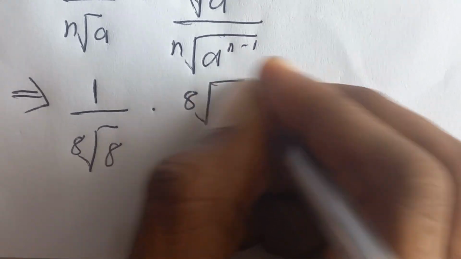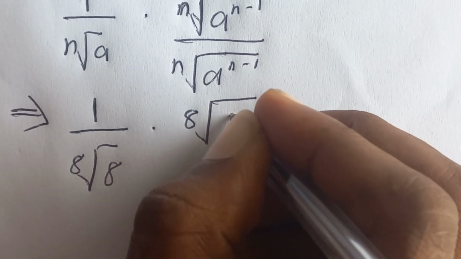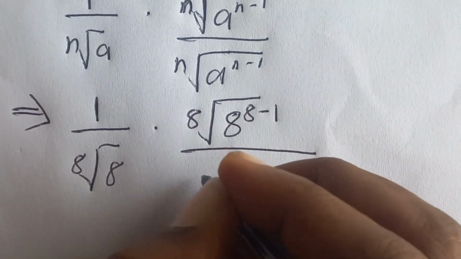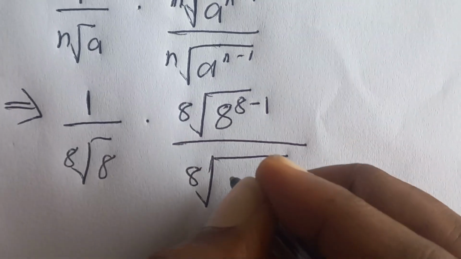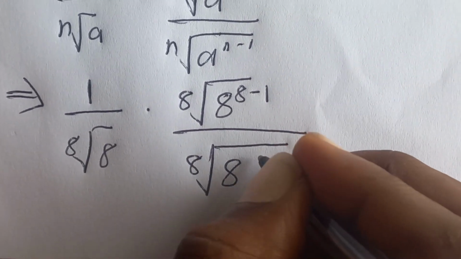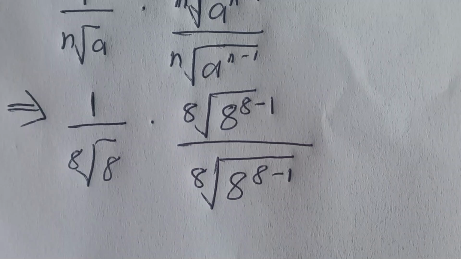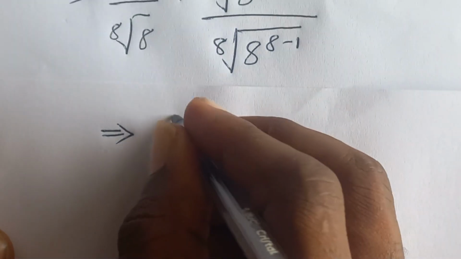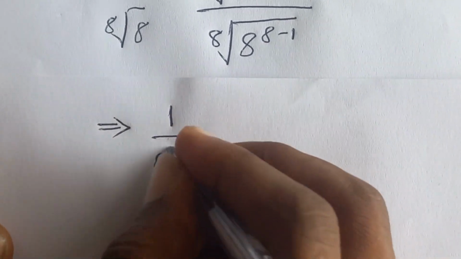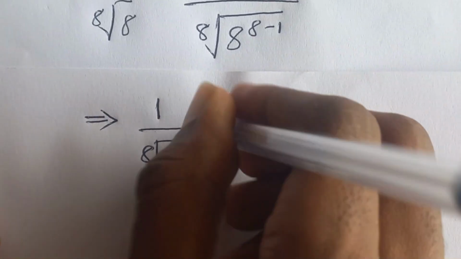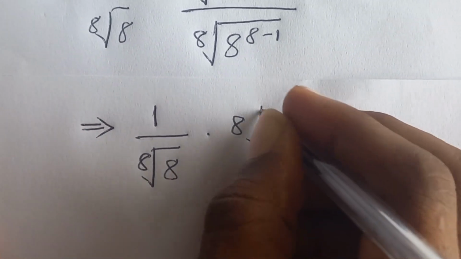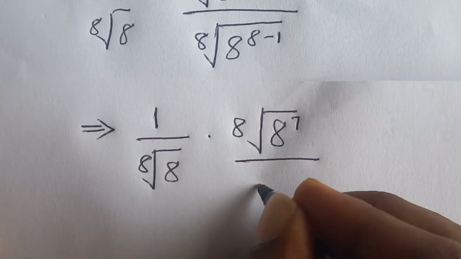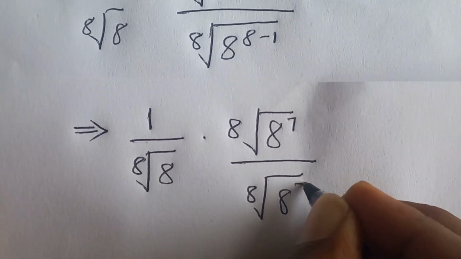the 8th root of 8^(8-1) over the 8th root of 8^(8-1). Okay, so when you simplify this, we are going to get 1 over the 8th root of 8 multiplying by the 8th root of 8^7 over the 8th root of 8^7.